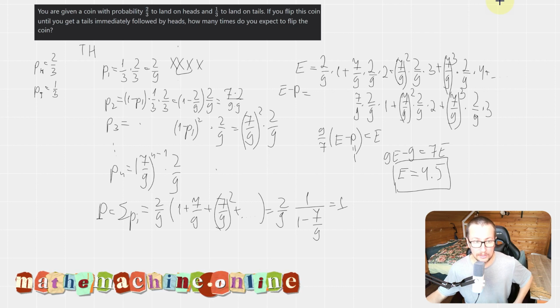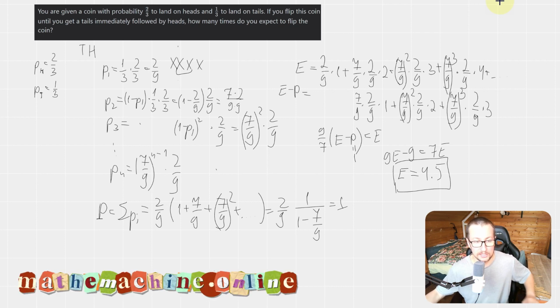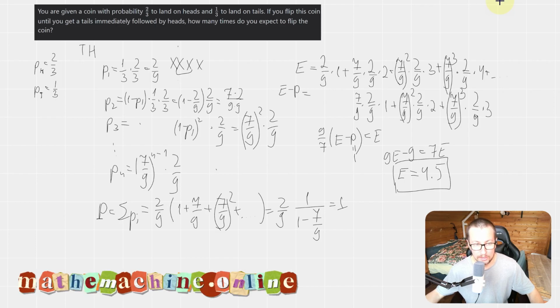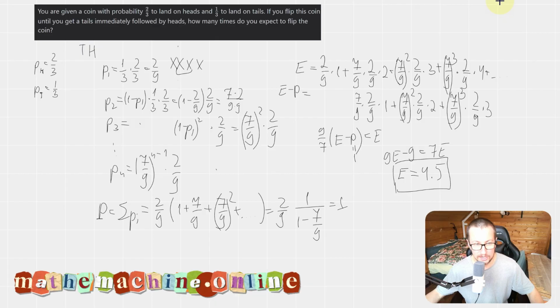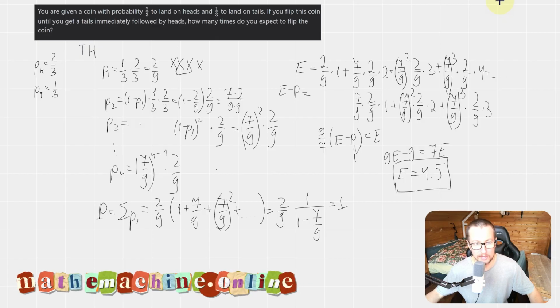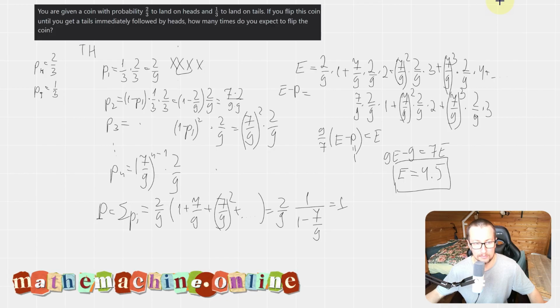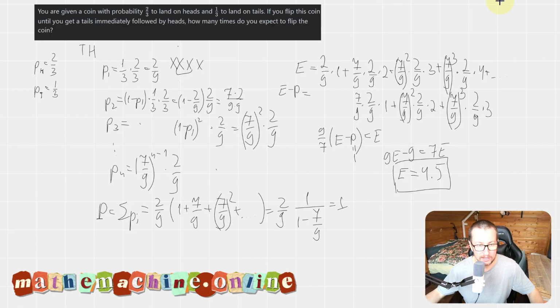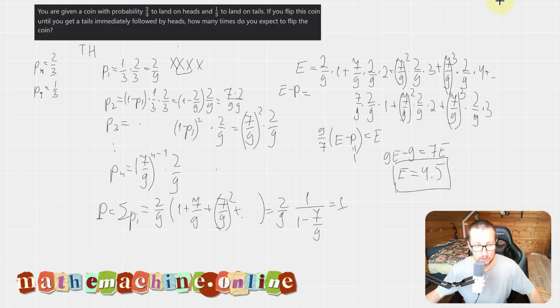So if you flip it once, first with probability 1 over 3 you get tails, then with 2 over 3 you get heads, so 2 over 9. That's easy. If you have to do it for the second time, you must fail the first time with probability 1 minus p1, and then succeed the second time with probability 2 over 9. So 7 over 9 times 2 over 9.